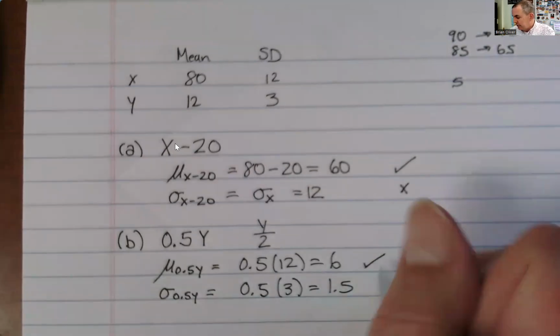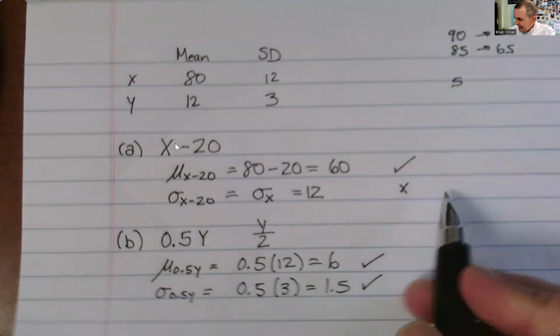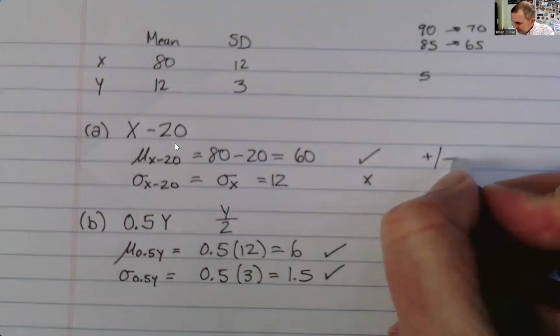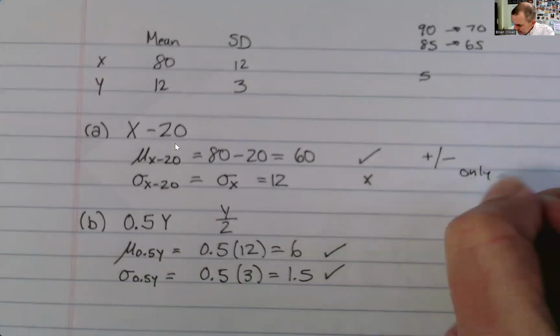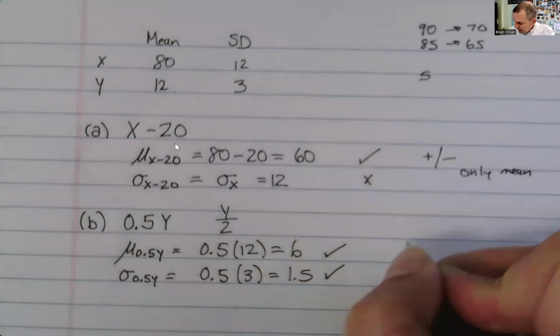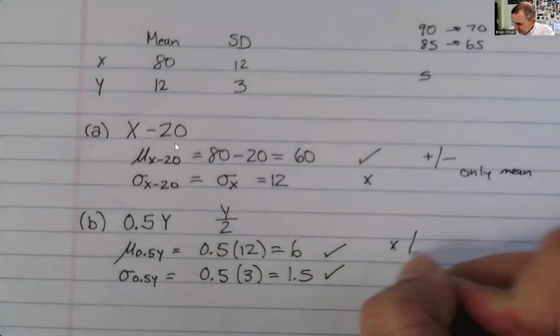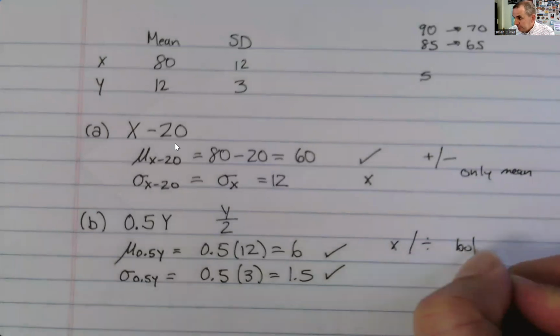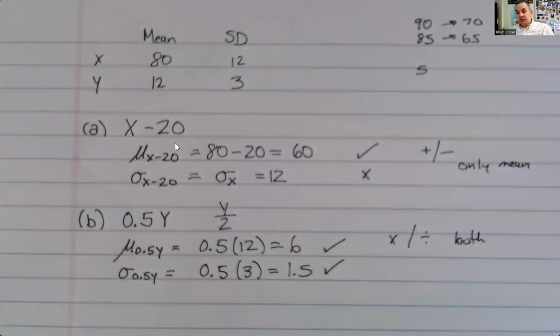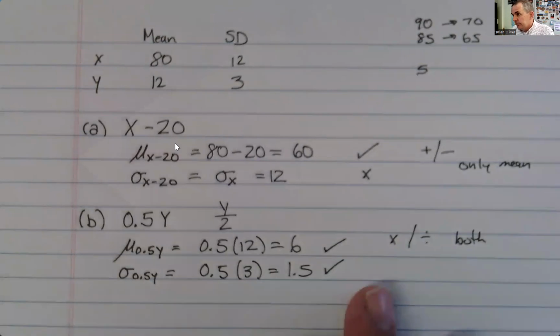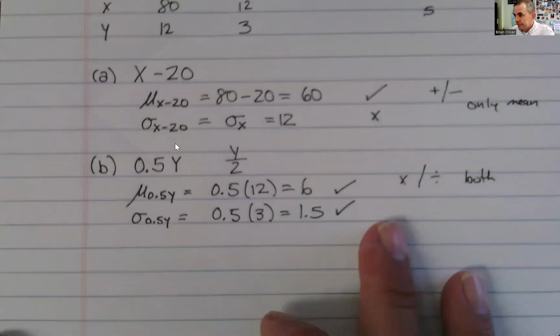So the rule again is this. When I'm dealing with adding or subtracting, I only change the mean. When I'm multiplying or dividing, I do both. So for the mean, just do whatever it says. For standard deviation, I have to remember some rules. I can multiply and divide, but I can't add and subtract. So that's a little bit of a review of what we did before.